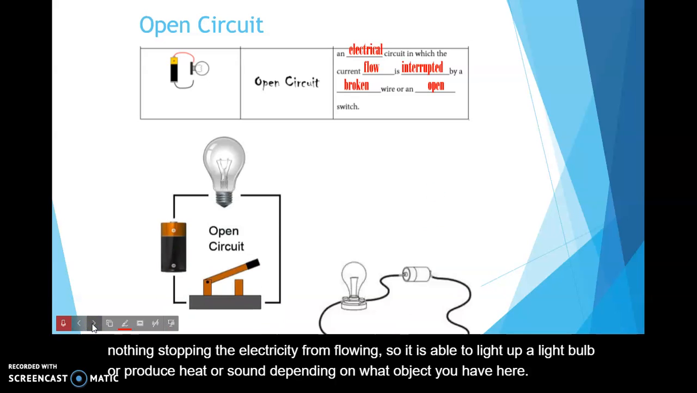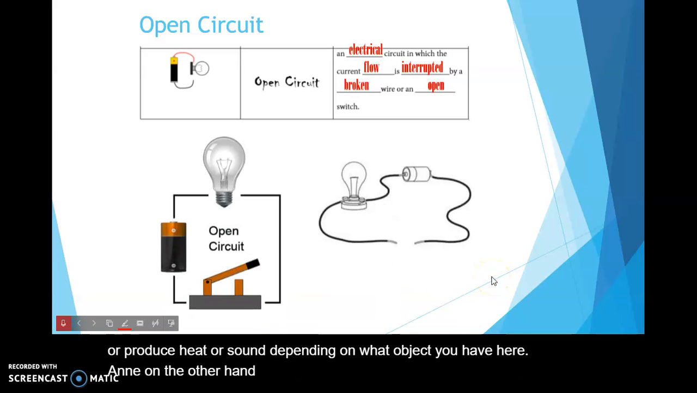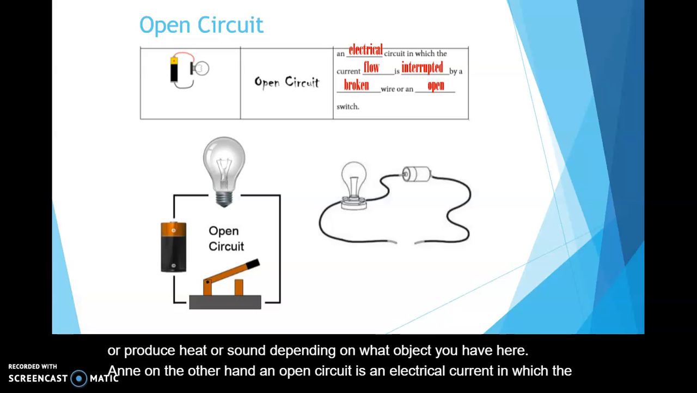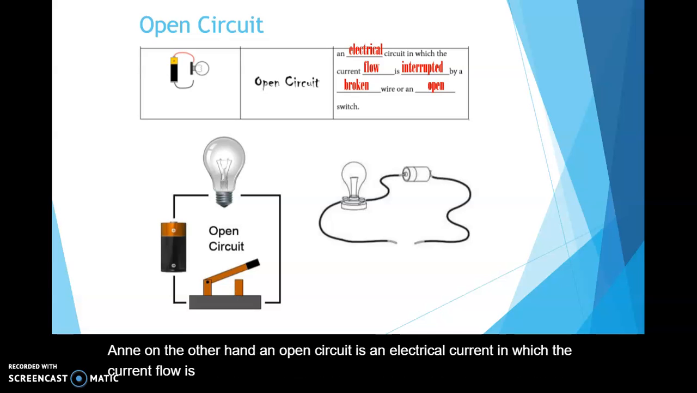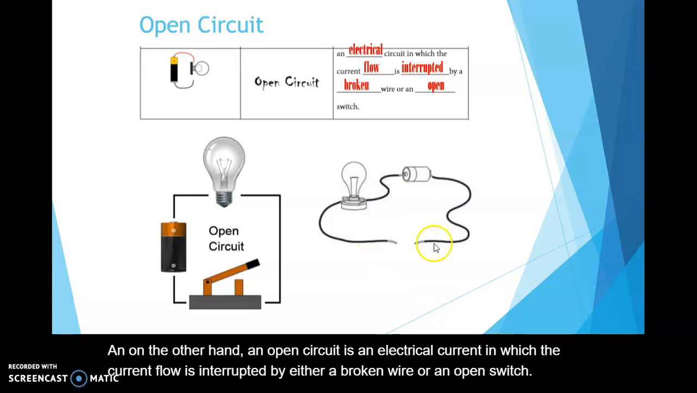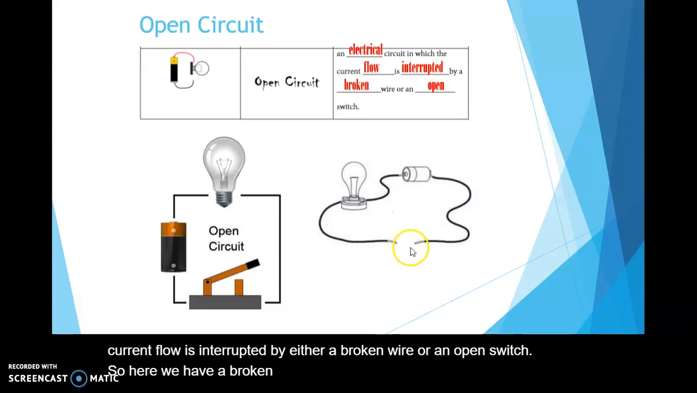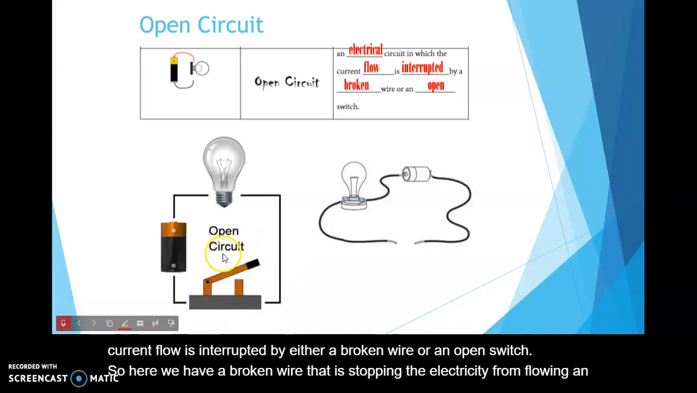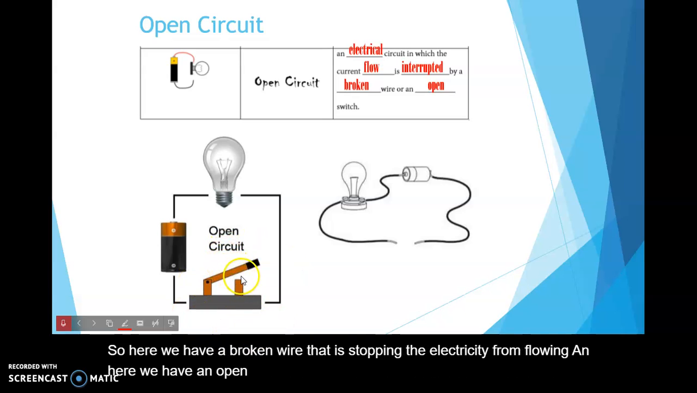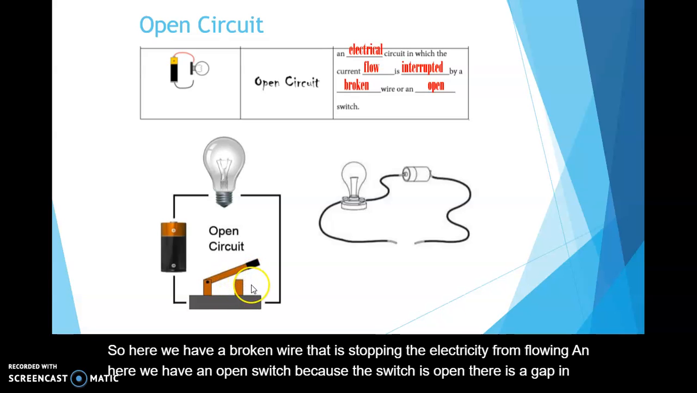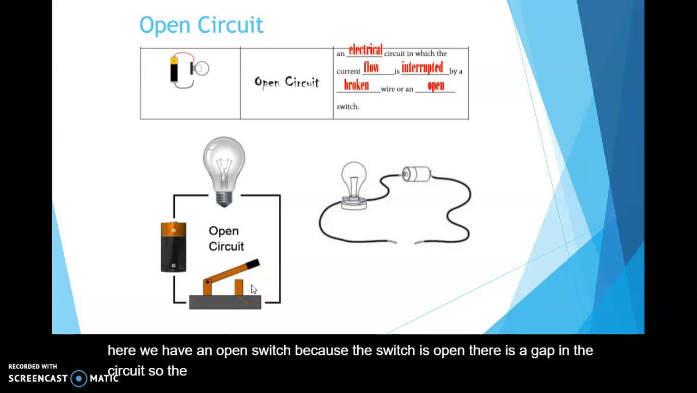And on the other hand, an open circuit is an electrical circuit in which the current flow is interrupted by either a broken wire or an open switch. So here we have a broken wire that is stopping the electricity from flowing. And here we have an open switch. Because this switch is open, there is a gap in the circuit, so the electricity cannot pass.